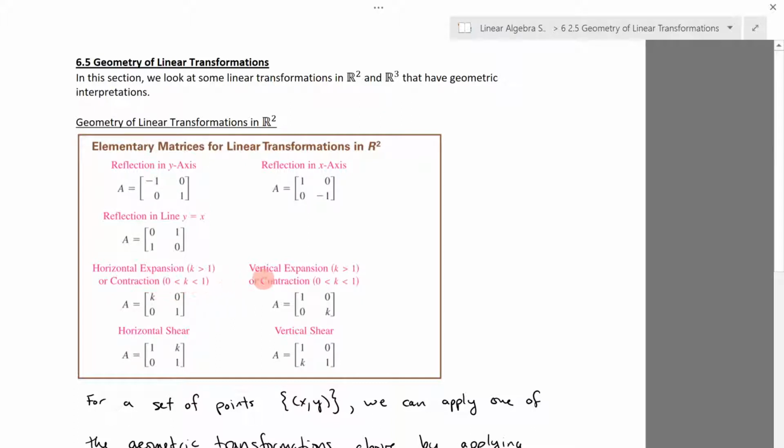When we expand horizontally or vertically, for horizontal expansion, the y coordinate stays the same, and the x coordinate scales by a factor of k. And similarly, for vertical expansion, the x coordinate stays fixed, and the y coordinate scales by a factor of k. And what happens during horizontal and vertical shearing is that the farther away something is from the x or y axis, the more slanted it becomes.